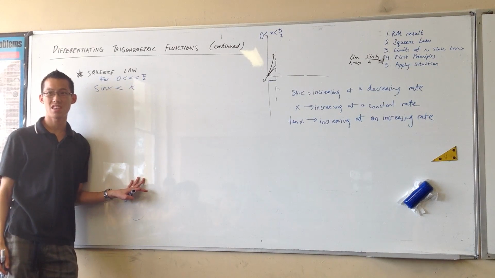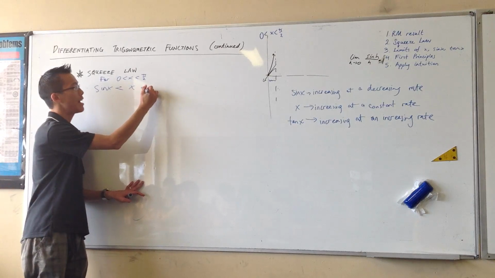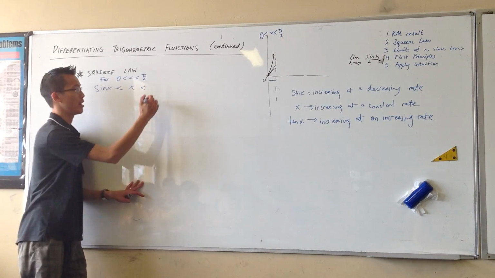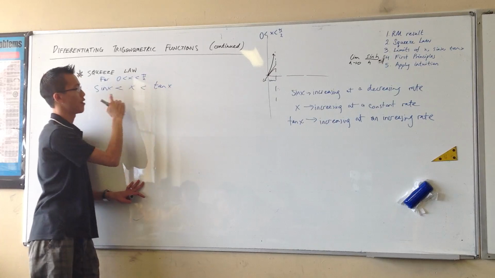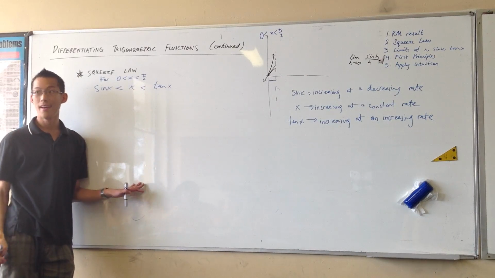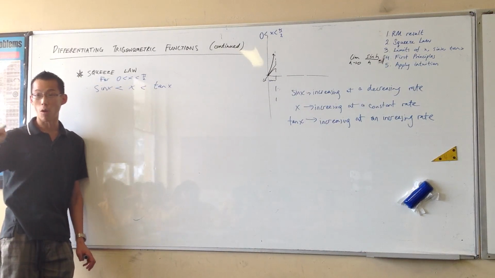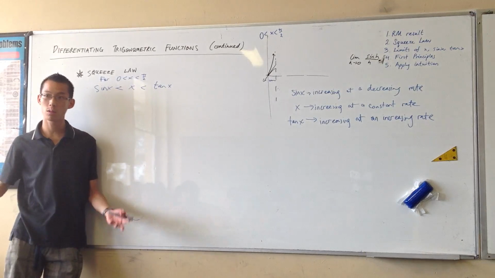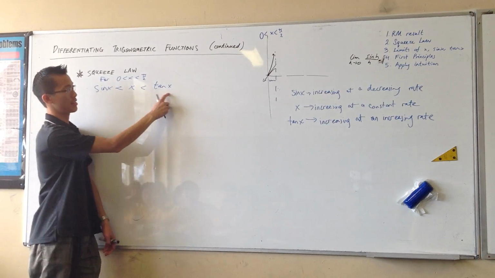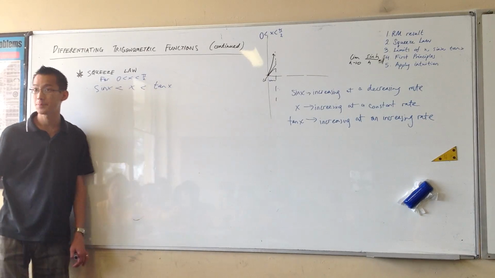Does that make sense? Can you see that? And x is always going to be less than tan x. So I've put these all in order. I'm disregarding 0, the origin, because then this wouldn't be true. And I'm also disregarding pi on 2, because tan doesn't exist at pi on 2.